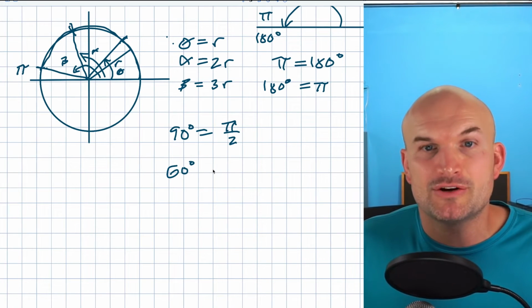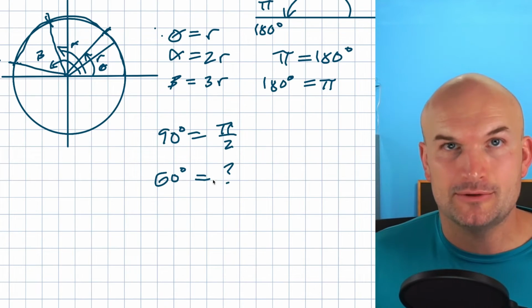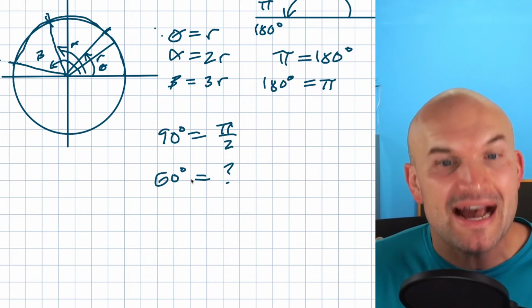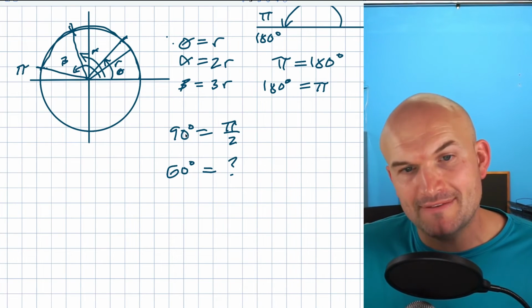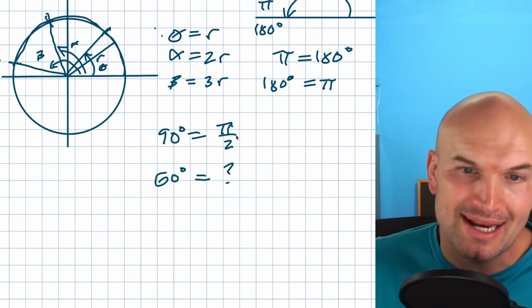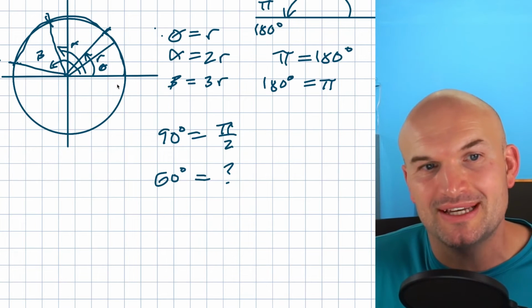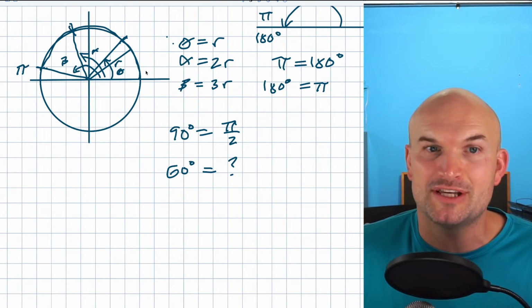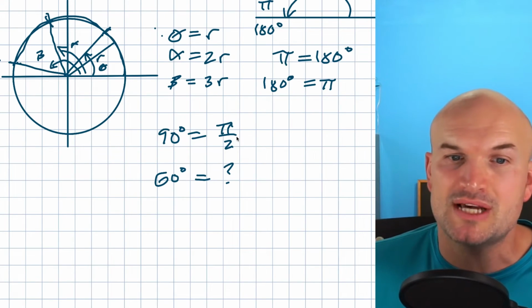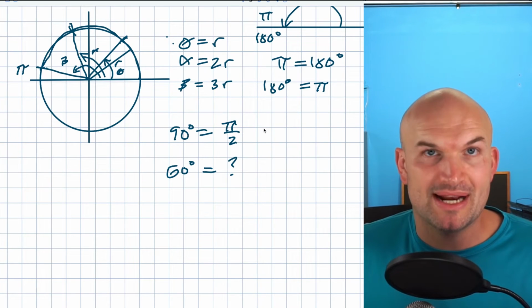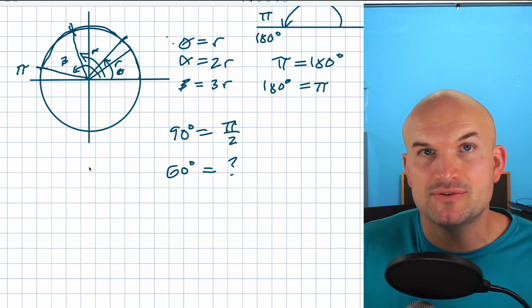But what about if I had 60 degrees? How many radians is that going to equal, and how do we go ahead and find that? The one thing I want you to understand is when we have degrees, we have this little degree symbol. When we have radians, we don't have that. And typically, unless we're dealing with radians in terms of the radii, we're going to use radians in terms of pi.